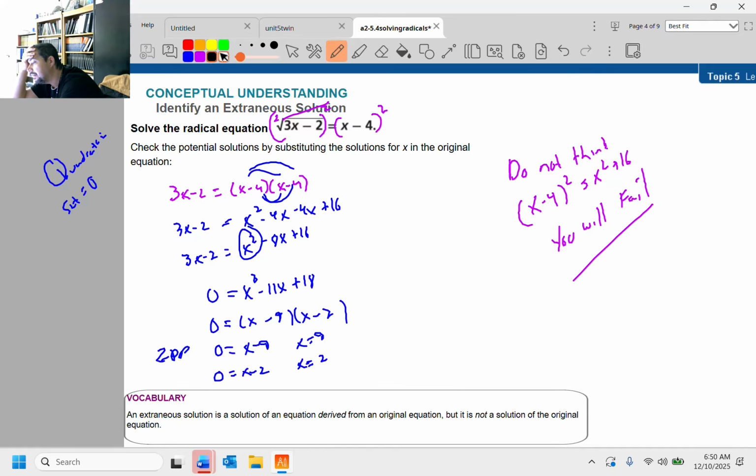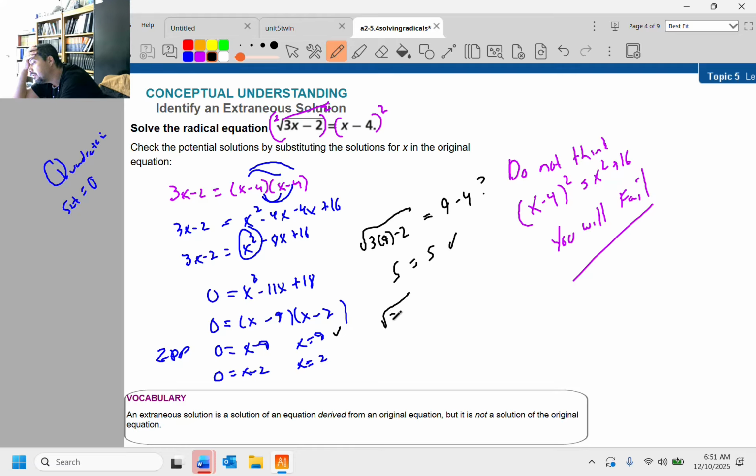We're going to take our 9, and we're going to plug it in the original equation. The square root of 3 times 9 minus 2 is supposed to be equal to 9 minus 4. Like it's supposed to be true, right? So 3 times 9 is 27. You take away 2, you get 25. Square root of 25 is 5. And 9 minus 4 is also 5. So hey, that checked. This is definitely what we call a good answer. It's a real answer.